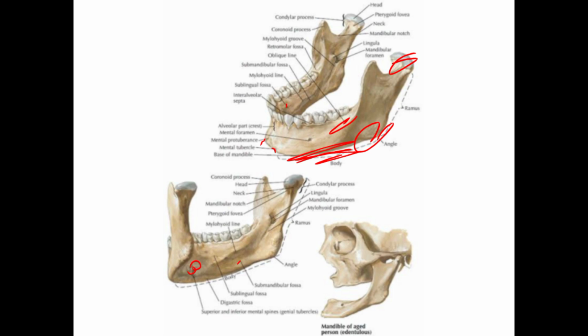The anterior belly of digastric originates from the digastric fossa. Genioglossus originates from the upper genial tubercle, and geniohyoid from the lower tubercles, which are present here. Mylohyoid originates from the mylohyoid line, which is present here. Basically, the superior pharyngeal constrictor originates partially from the pterygomandibular raphe, which originates from the mylohyoid line.